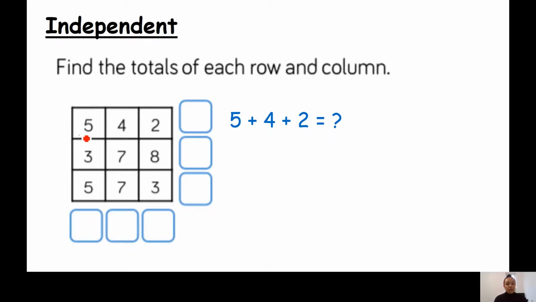So this one is a row, and you can see at the side, sorry about my wiggly line, that I've done 5, add 4, add 2. And then you need to write the answer in this blue box here. Okie dokie. And then if you were to do a column, which is the one that goes down, you would be adding 5, add 3, add 5, and then writing your answer in this little box here. Have a go, see how you get on.